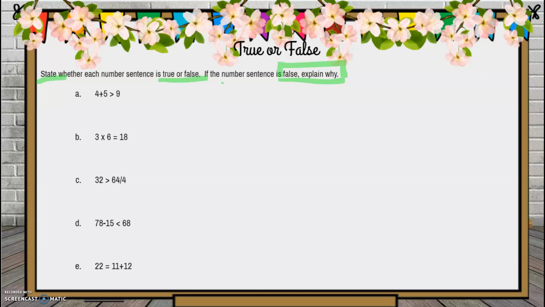The first one, A, says 4 plus 5 is greater than 9. So first of all, 4 plus 5 is 9. Is 9 greater than 9? No. So this one is actually false. This one is false because 4 plus 5 equals 9. Okay, so 4 plus 5 is not greater than 9, it equals 9.